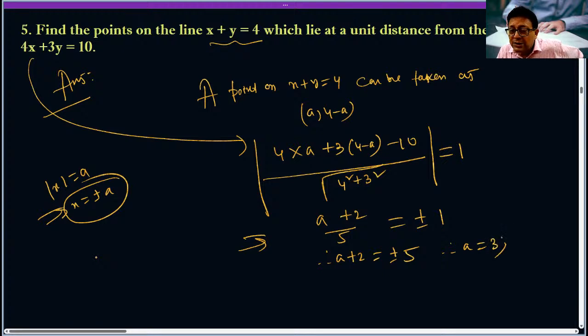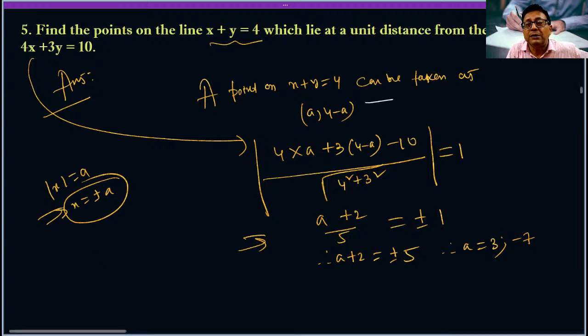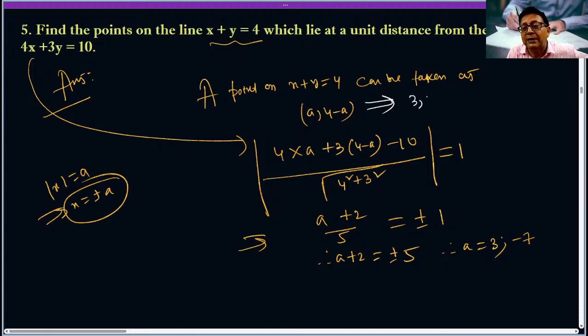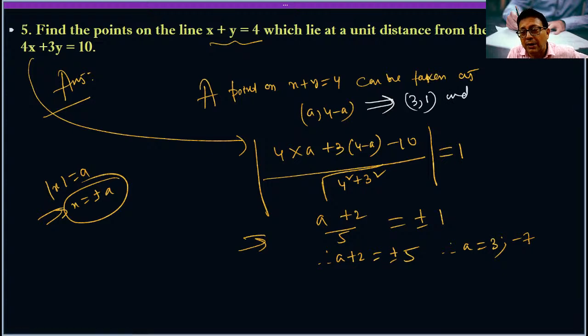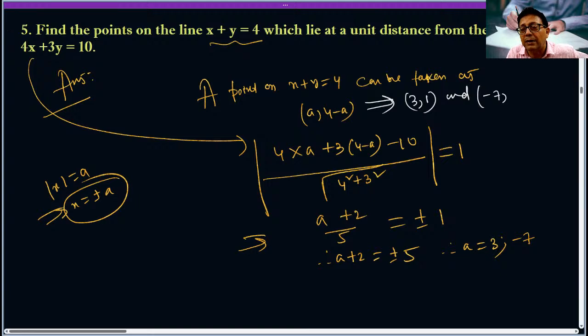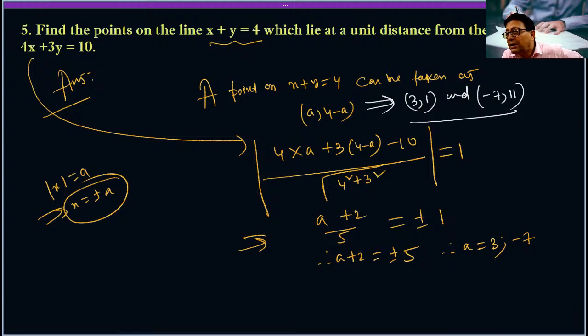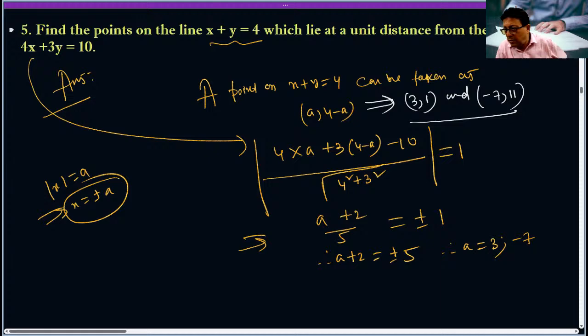Transfer 2 on right side, 3 or minus 7. So you get a equal to 3 or minus 7. Then point will be what? Point will be what? By taking a 3, 1 and minus 7. Isn't it? Understood? No problem.